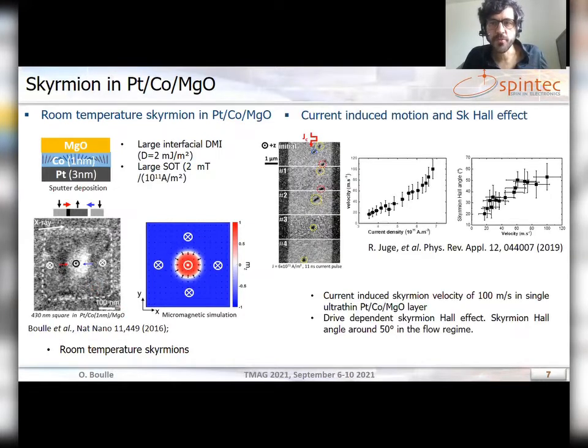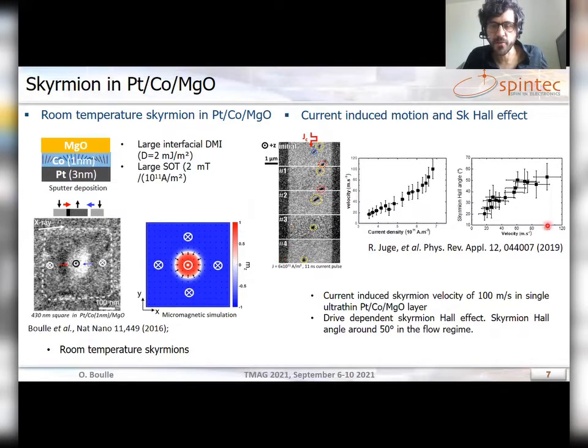And the large spin-orbit torque in this material also leads to fast motion, up to 100 meters per second. And we were able to observe the skyrmion Hall effect in this material. This can be seen in this image, for instance, where the successive injection of short current pulses in a track leads to the motion of the skyrmion. So here you can see the yellow one moving down, but also toward the left of the track, due to the skyrmion Hall effect.